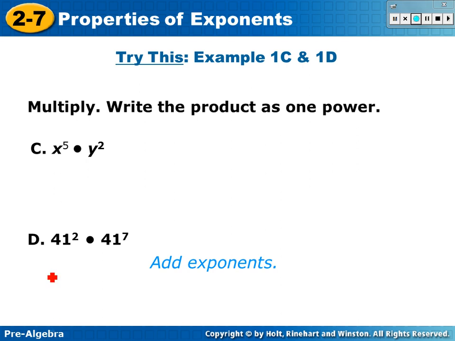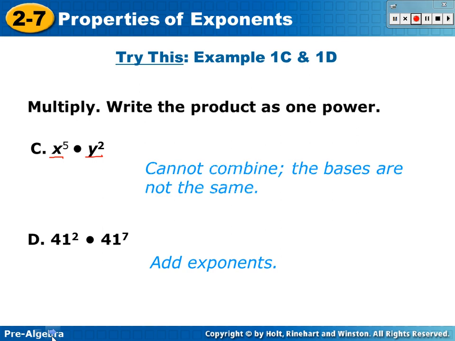Okay, so this one here, I notice I have x to the 5th times y to the 2nd. First thing I notice, bases are not the same. So I cannot combine these exponents. So this problem will just stay the same: x to the 5th times y squared. Cannot combine, the bases are not the same, so it stays.